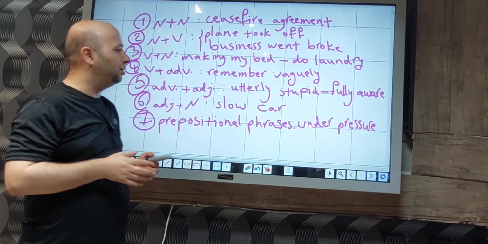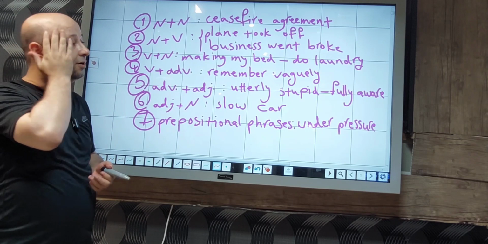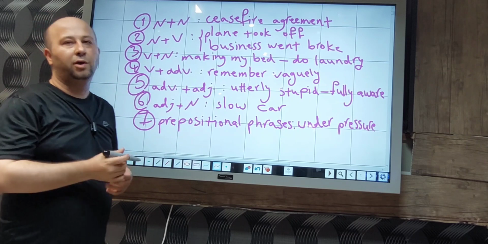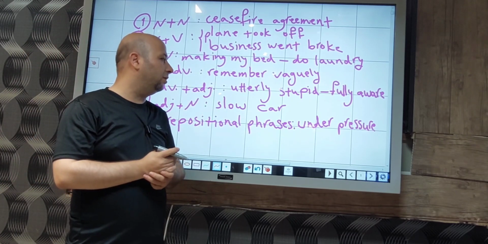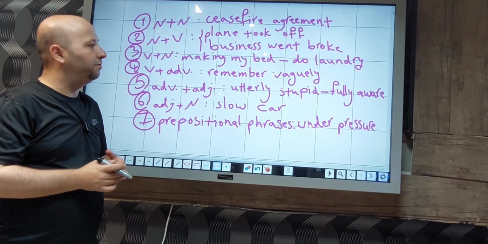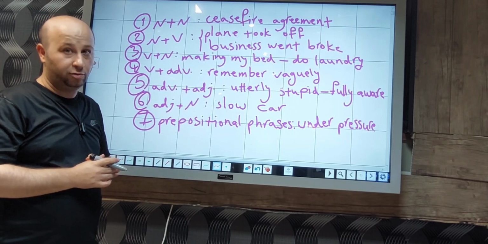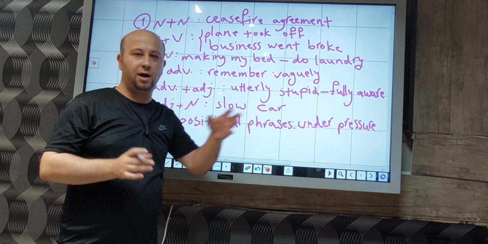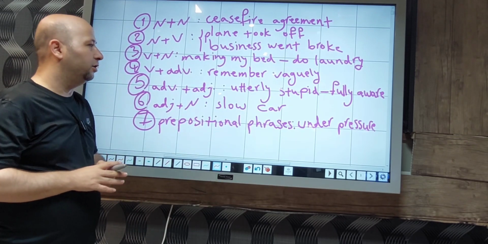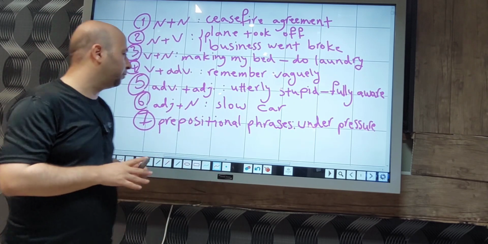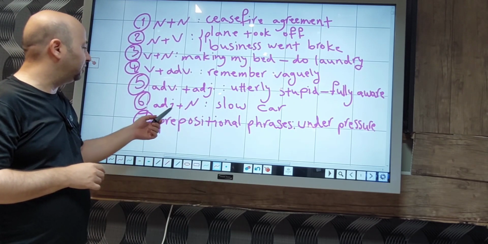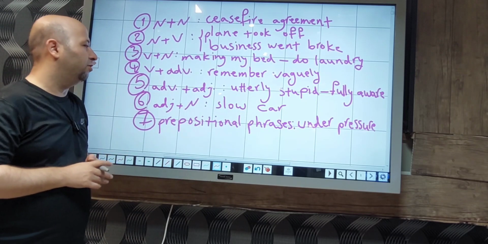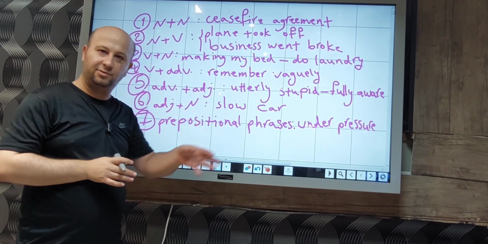Yes, you can say completely stupid, but collocation says otherwise, in writing or in speaking. When you want to speak in exams like TOEFL or IELTS, using collocations brings you more score, okay? So like utterly stupid or fully aware. I'm fully aware of this topic, it means I know it completely. And the sixth one is adjective plus noun, the famous type, like slow car, or as we said earlier, fast car, fast food, okay?